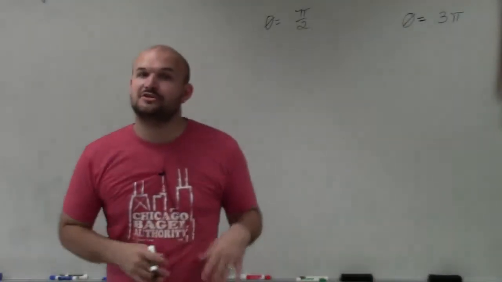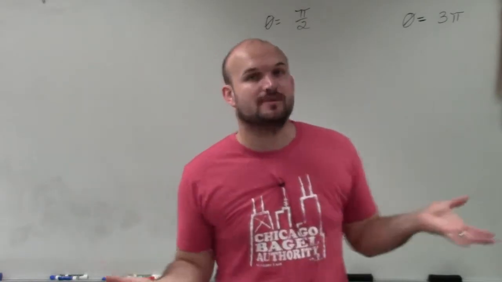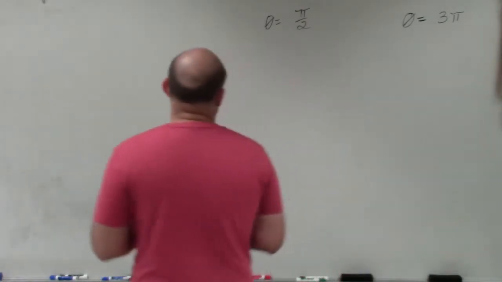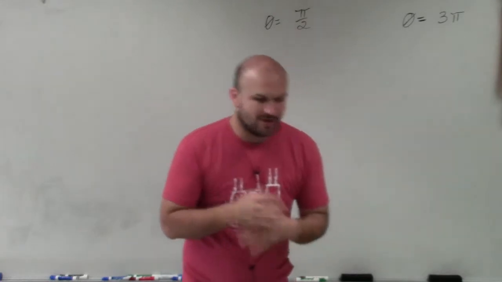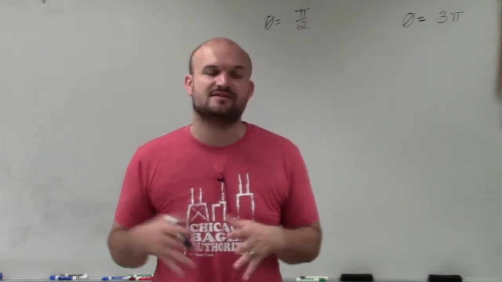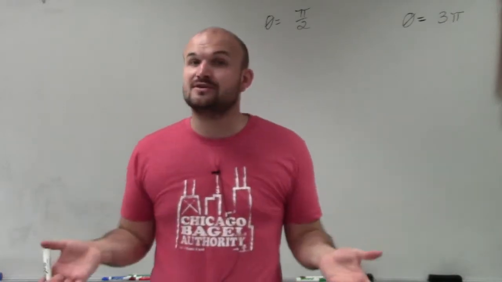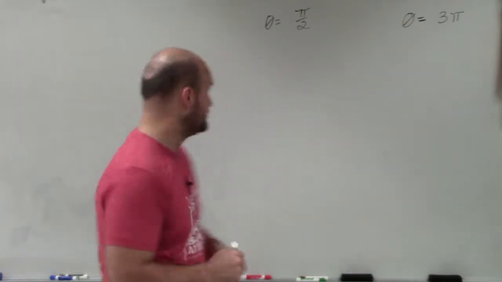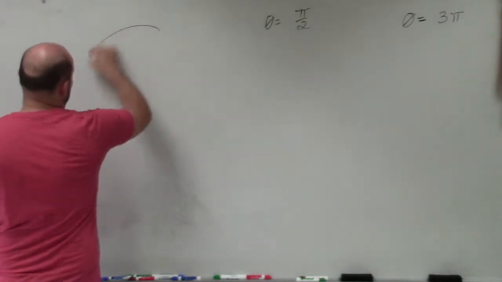Welcome, ladies and gentlemen. So what I'd like to do is show you how to evaluate for our 6 trigonometric functions. Given two angles here, I have pi halves and 3 pi. So to go ahead and do this, we're going to evaluate using our unit circle. Basically, what we want to do is evaluate for where the angle is going to intercept our unit circle. So the first thing we need to have is obviously a unit circle.